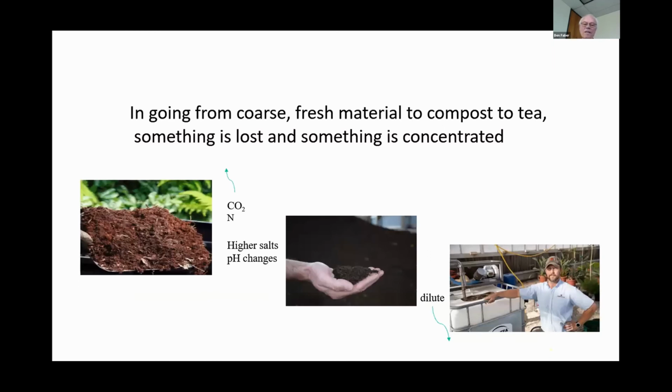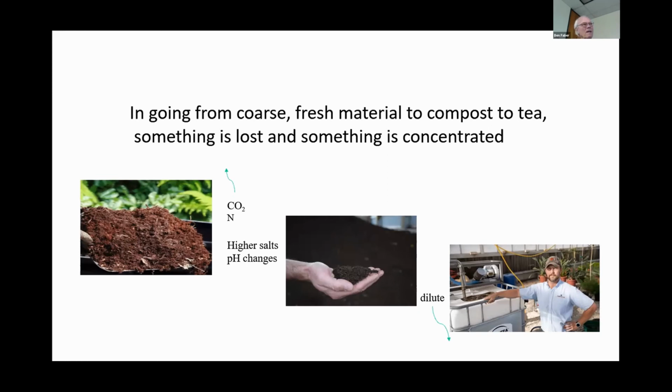So this is my summary slide. In going from coarse, fresh materials to composted materials, some things get lost. You get decomposition, and so the organic fraction is given off as CO2. You can often lose a lot of nitrogen that way as well. You tend to accumulate salts, which is good stuff. We talk about salts as being bad, but the plants are taking up potassium bicarbonate and calcium bicarbonate, these materials that are coming from the decomposition. These are salts, and if they're in too high a concentration, they can be a problem.